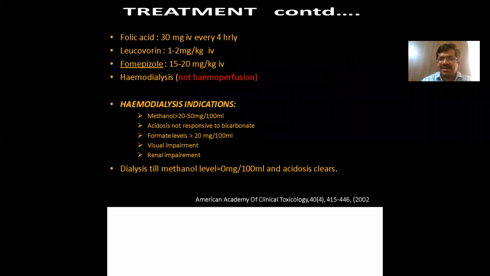And the criteria to start dialysis in such patients is: methanol 20 to 50 mg per 100 ml, and acidosis not responding even if you give sodium bicarbonate, where the pH is less than 7.3, still bicarbonate is given, but the pH is not increased. So during that time, acidosis.